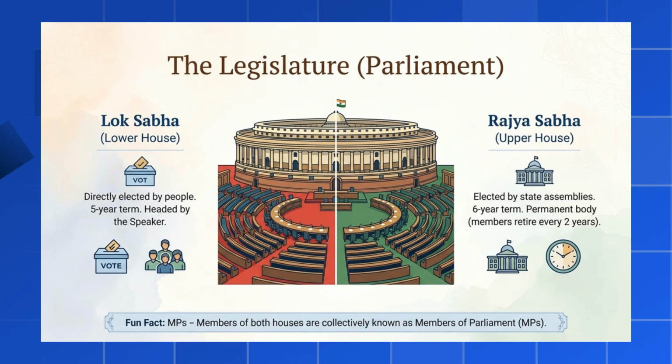The government has 3 main branches, and the first is the Legislature, also known as Parliament or Sansad. This is the body that makes our laws. It has 2 houses. The Lok Sabha, or House of the People, consists of members elected directly by the citizens for 5 years. The Rajya Sabha, or Upper House, has members elected by state assemblies for 6 years. Unlike the Lok Sabha, the Rajya Sabha is a permanent house, where 1/3 of members retire every 2 years.